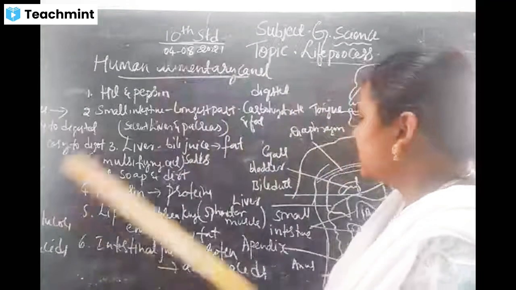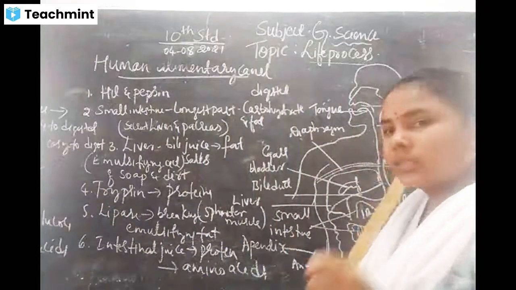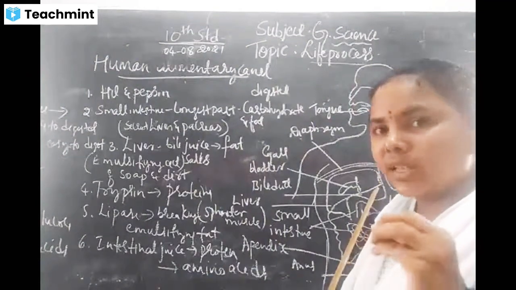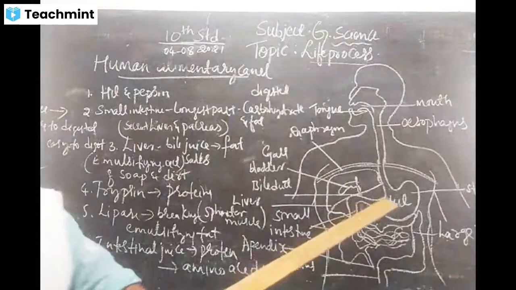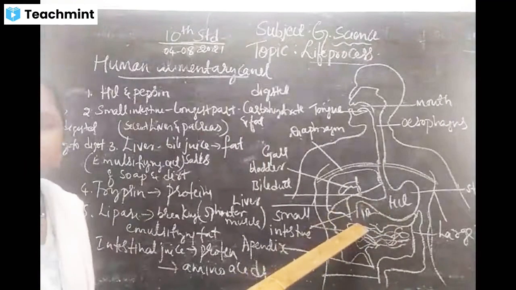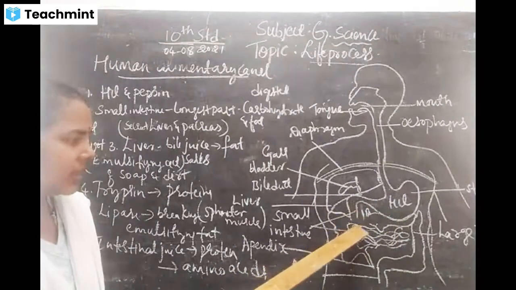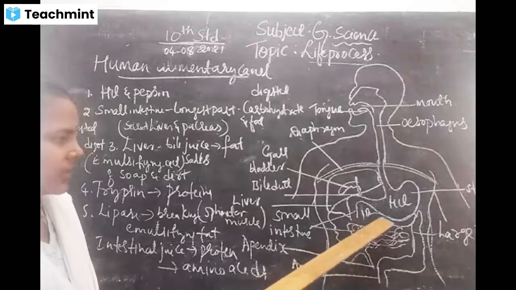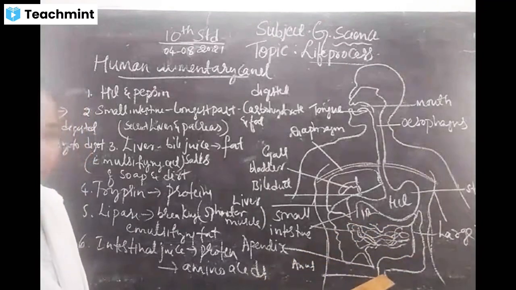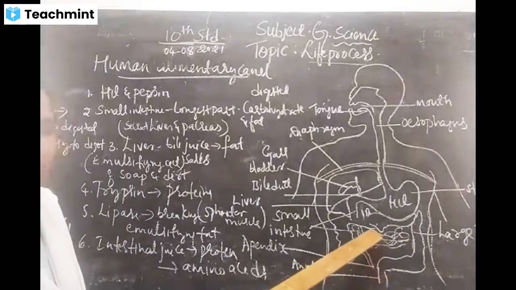Okay? And then next, after the food is moderately digested in the stomach, the food is going to be passed from the stomach to the small intestine. So look at this diagram. There is a small intestine. This is the small intestine. After the small intestine, there is a large intestine. Okay. So what happens in the small intestine?